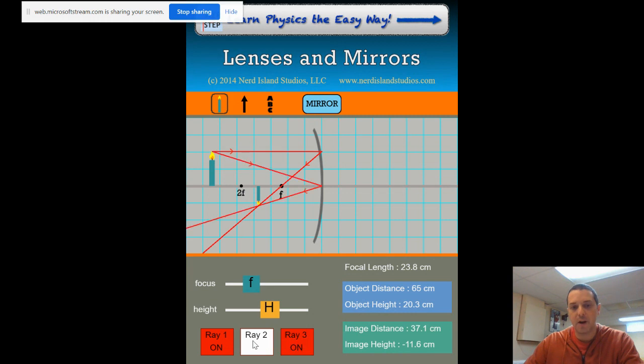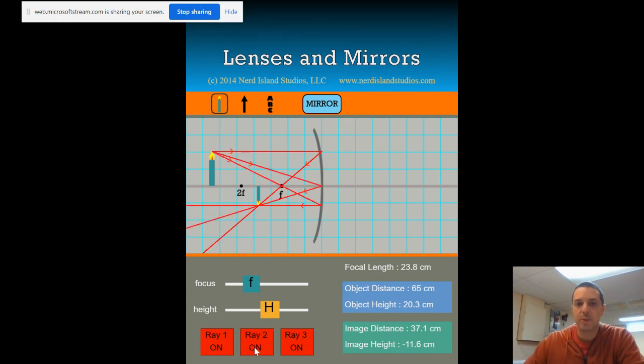And if we look at all three rays together, we started with ray 1, then we drew ray 2, and they converge. We draw ray 3, and it again converges. This is how we locate an image when we're looking at the geometry of a mirror.